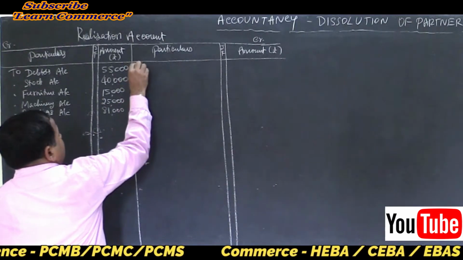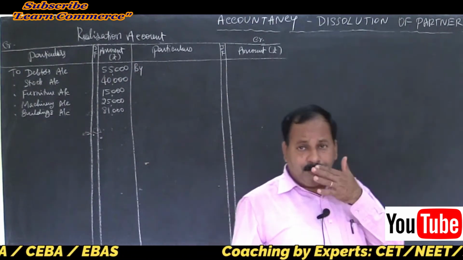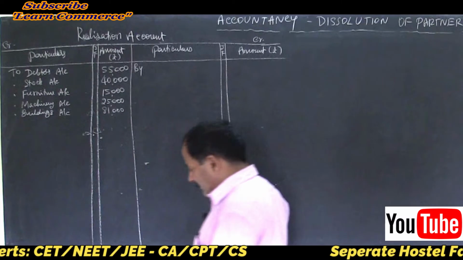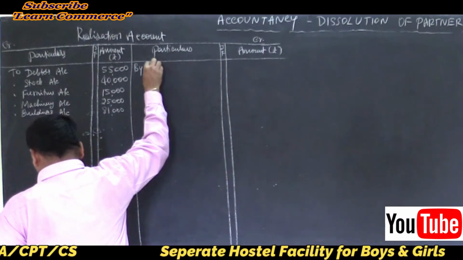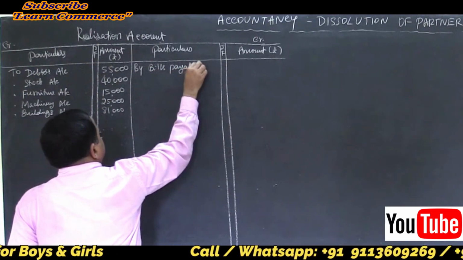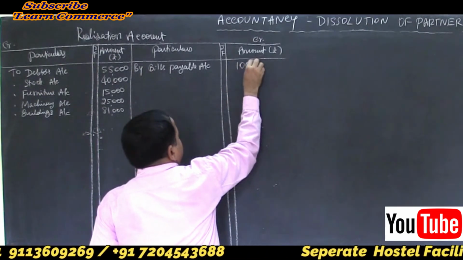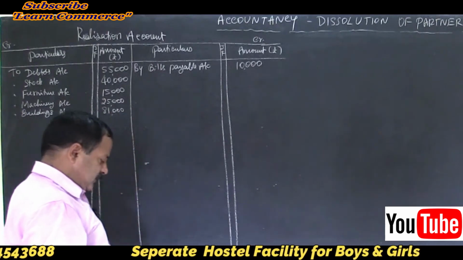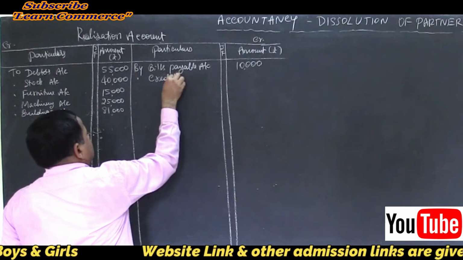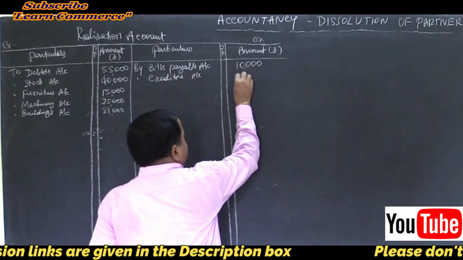Now, transfer all the liabilities on the credit side. Sundry liabilities account debtor to realization account is the journal entry. So, by bills payable account, write the amount 10,000, correct, 10,000. Then creditors account, how much? 50,000, right? Yes.